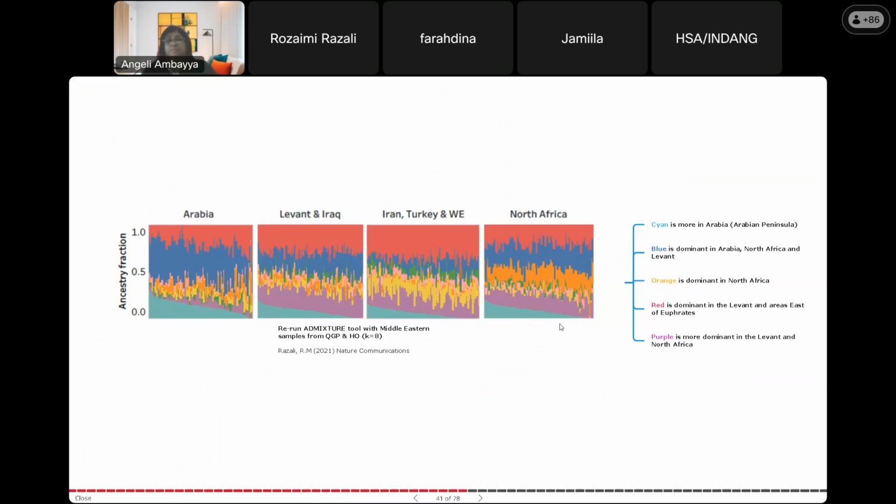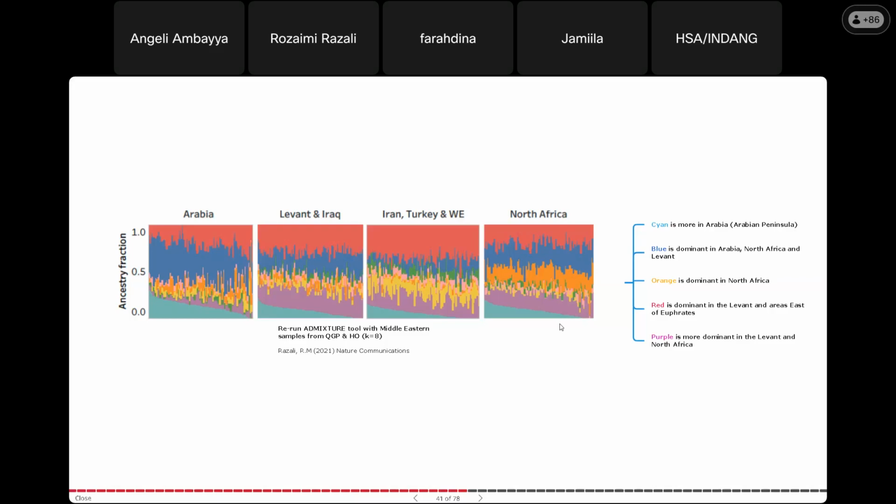The blue, they are dominant in Arabia, in Northern Africa, as well as in the Levant. Levant here means Palestine, Syria, Lebanon, Jordan. Orange, as we saw previously, they are dominant in the African continent. Red, they are dominant in the Levant, as well as in east of Euphrates.